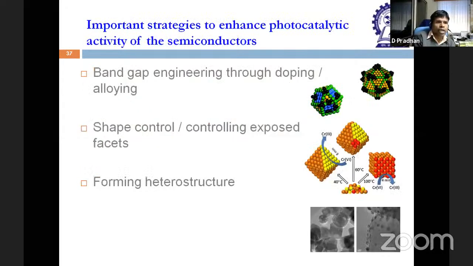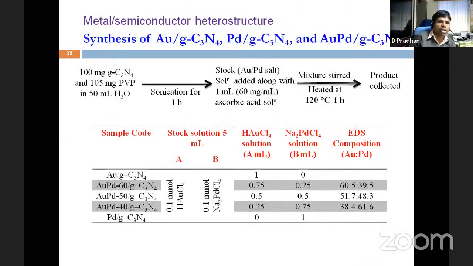There are other ways to also improve, which I am not talking about here, like controlling exposed facets in synthesis, etc. I had presented that before. So let's finish that and go to the next one.